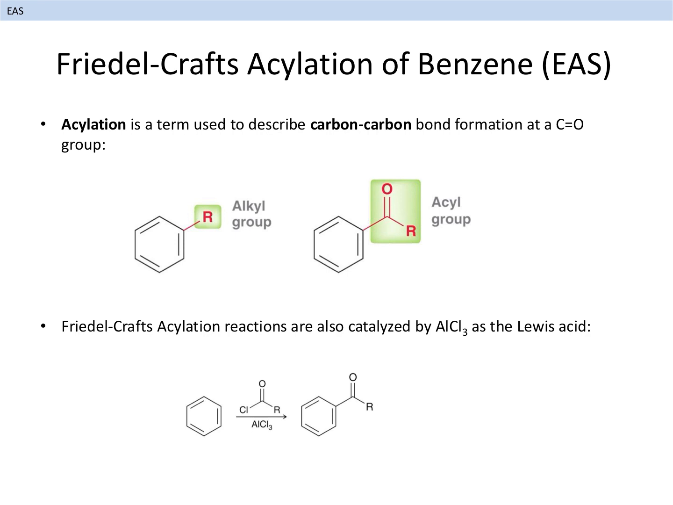Acylation is a term used to describe the formation of a carbon-carbon bond at a carbonyl group. In this reaction, an acyl group is introduced into the benzene ring. The acyl group, denoted as RCO, includes a carbonyl group bonded to an alkyl group. Friedel-Crafts acylation reactions require an acyl chloride, represented as RCOCl, and a Lewis acid catalyst, typically aluminum chloride.